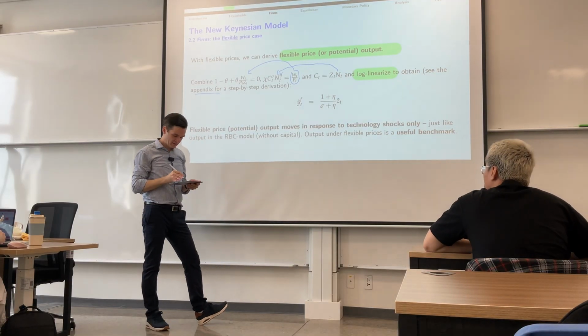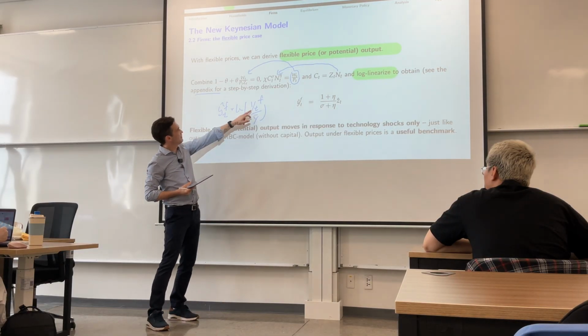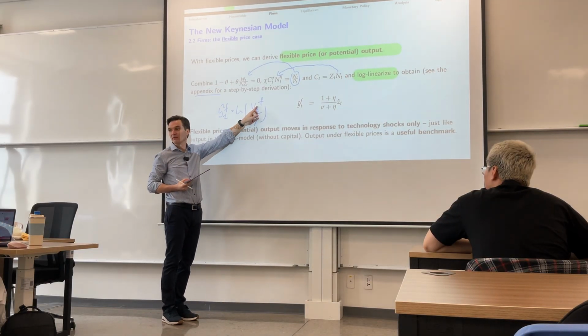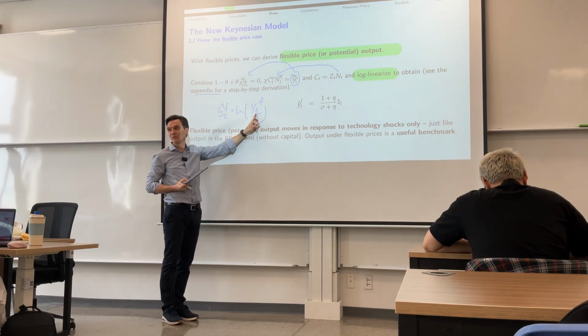So what is this YT F hat meaning? Well, it's the natural logarithm of YTF divided by its steady state, where F here means flexible. Okay, the superscript F here means it's the flexible price output. So this is output with flexible prices.